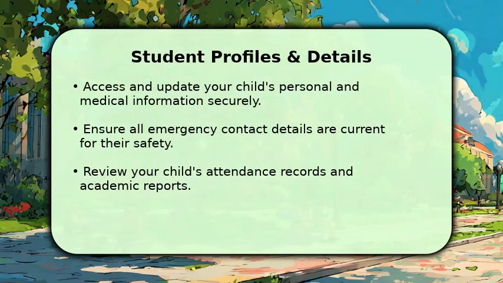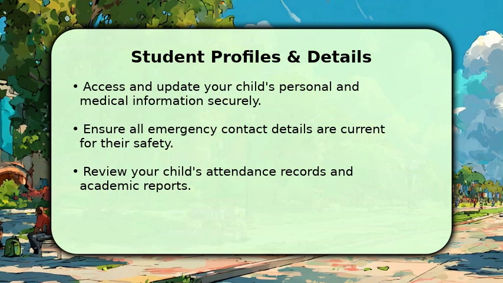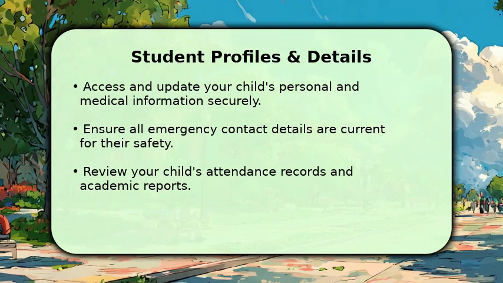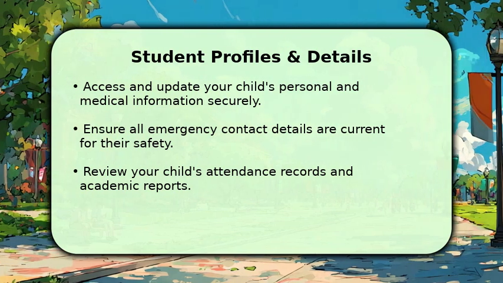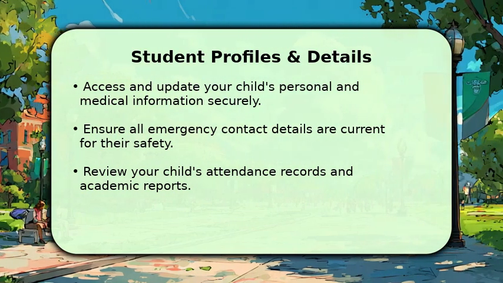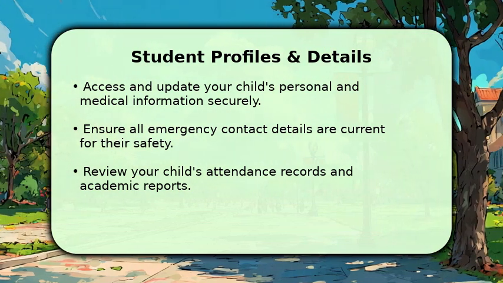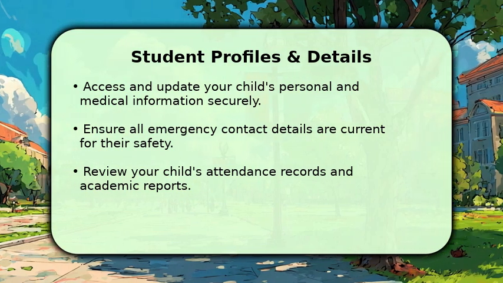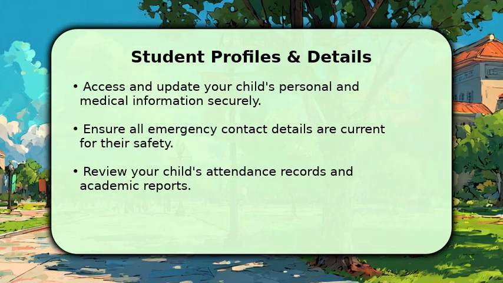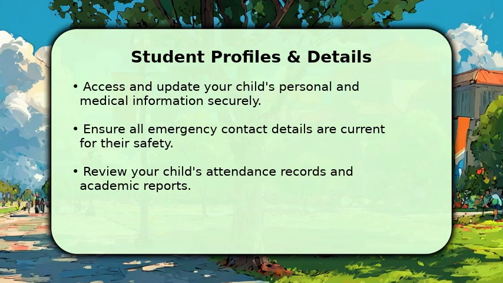Keeping your child's profile up to date is extremely important. Navigate to the Student Profile section, typically found in the main menu, to review and edit personal details, medical conditions, and emergency contacts. Schools rely on this accurate information, so taking just a few minutes each term to confirm its correctness helps ensure your child's well-being and a smooth communication flow with the school.